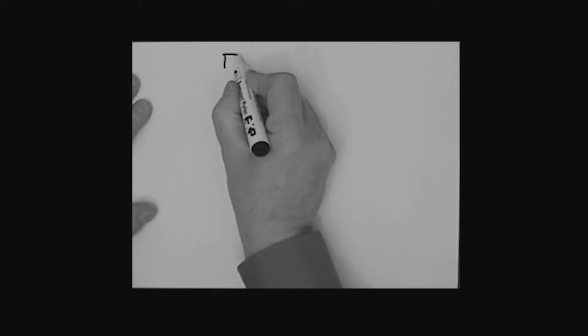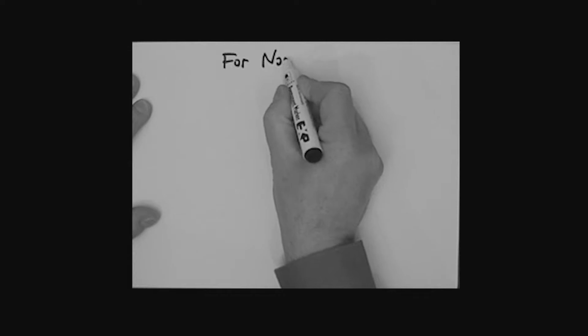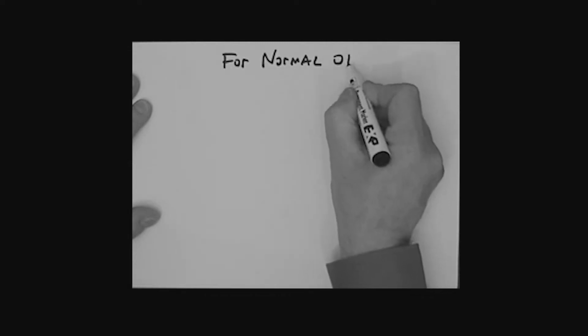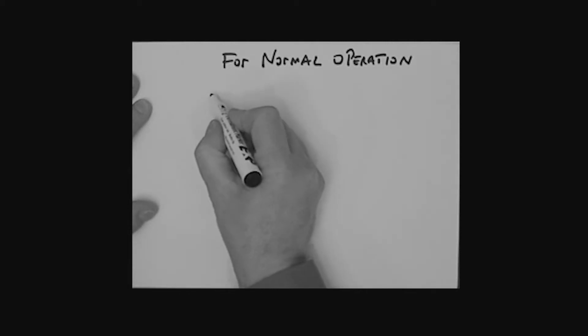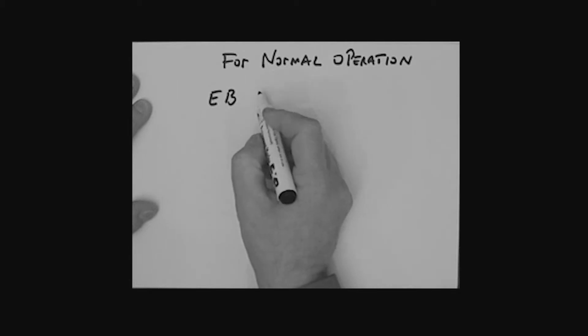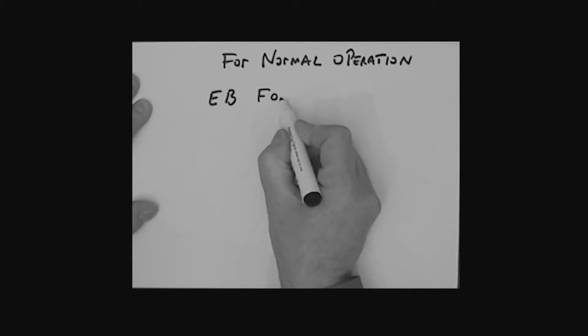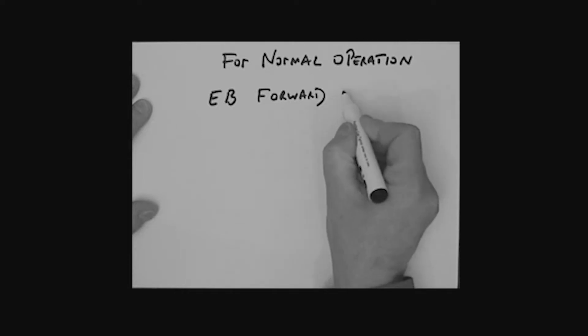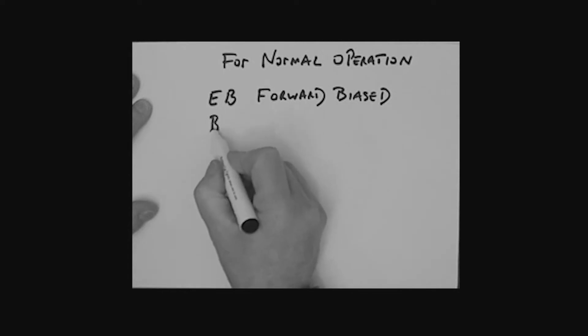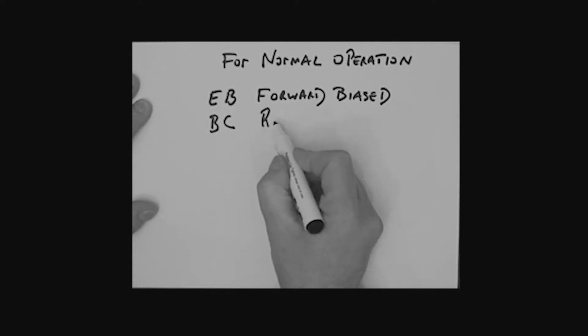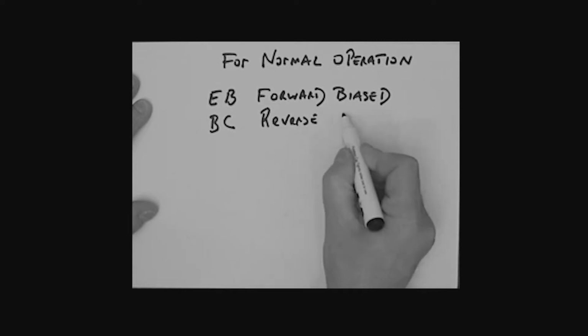Let's talk for a moment about normal operation. Okay, so for normal operation, the emitter base junction is forward biased. The base collector junction is reverse biased.